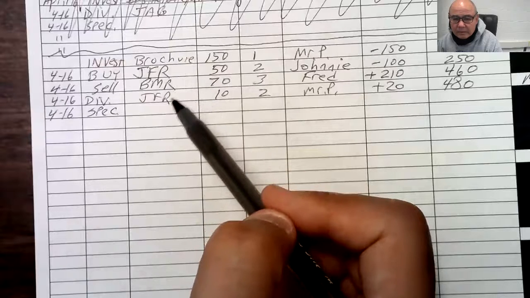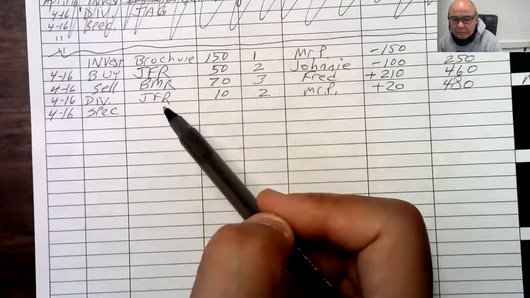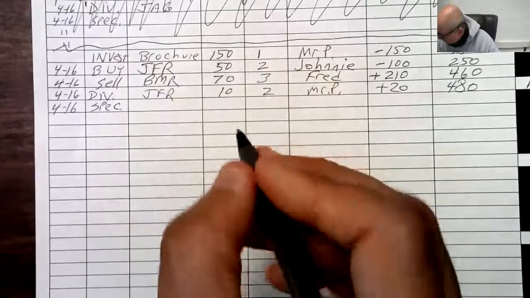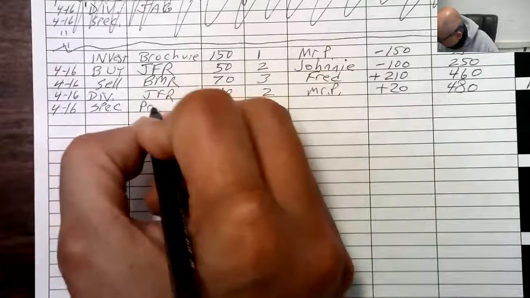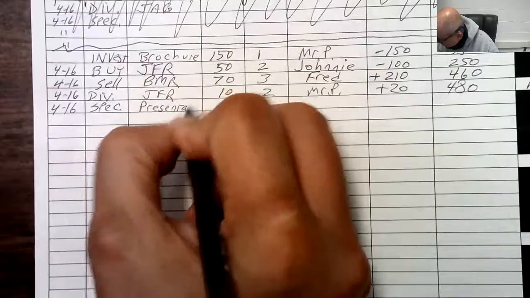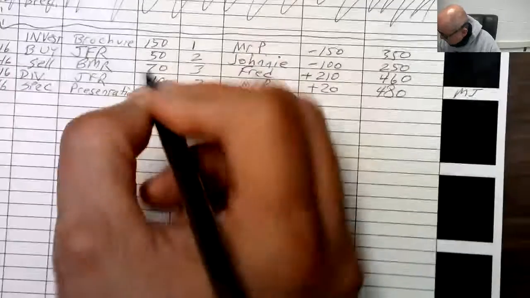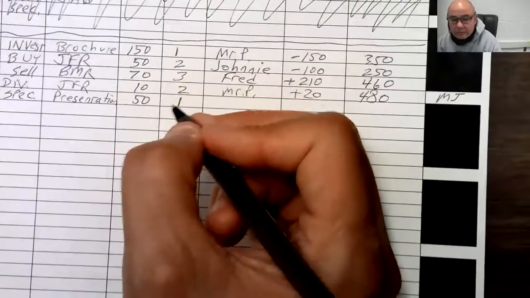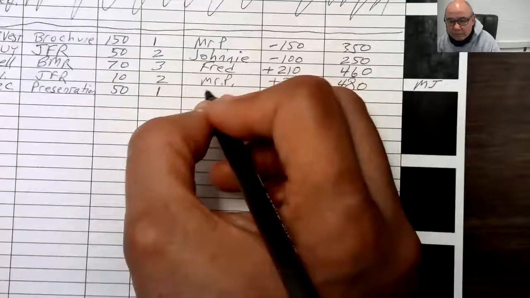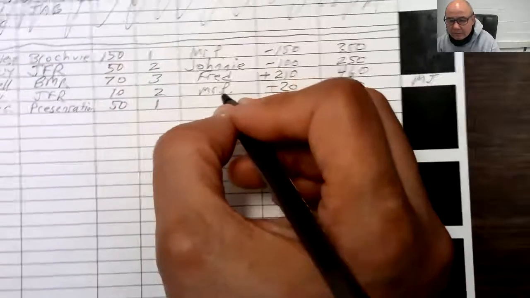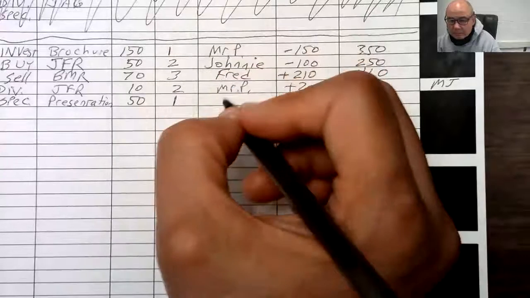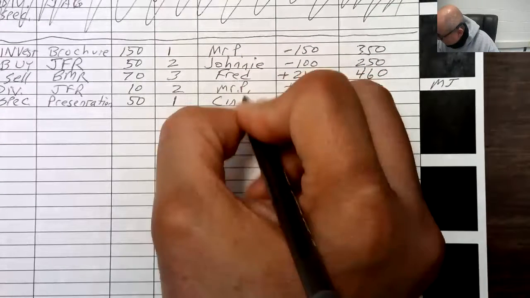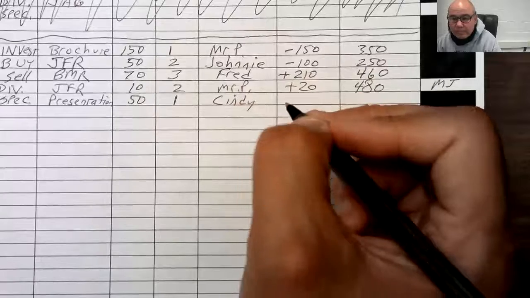But in this case, somebody's going to do my presentation for me, so I'm just going to put presentation, and I agreed to pay that person $50 one time. Who is that person going to be? I forgot who I just said. Cindy. I just have a bad memory. Let's say Cindy is going to do my presentation for me.